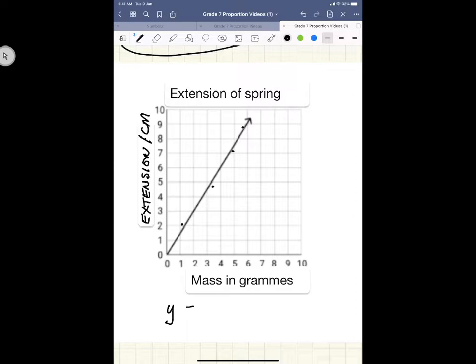Y is on the left and y. Yeah. So what you would have to do is you would have to times something, and then y.